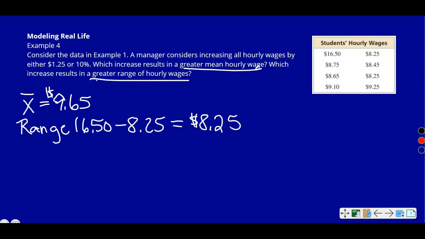Now, it wants us to look at what happens if the hourly wages are increased by $1.25 each. All right, so if each number in this data set is increased by $1.25, and then I take all of those, add them up, and divide by 8, that means the mean is also going to increase by that same amount. So what I can do is just add the $1.25 to the mean, and that gives us the mean of the new data set.